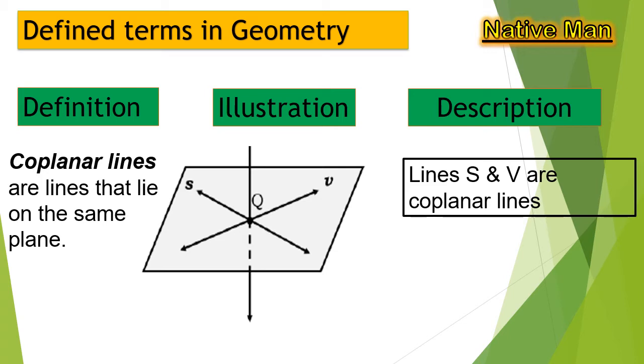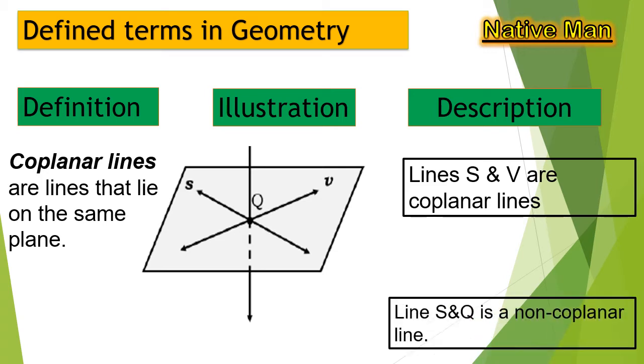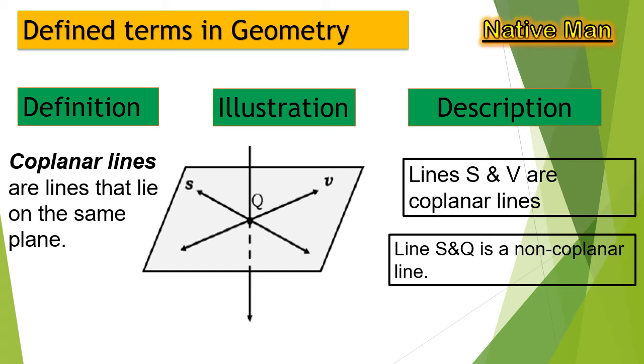Okay. How about line Q? So, pag i-compare mo po yung line Q sa, let us say, S, ang tawag na po sa kanila is non-coplanar line. Kasi po yung S ay nasa plane, yung pong line Q ay across the plane, hindi po mismong nasa plane.